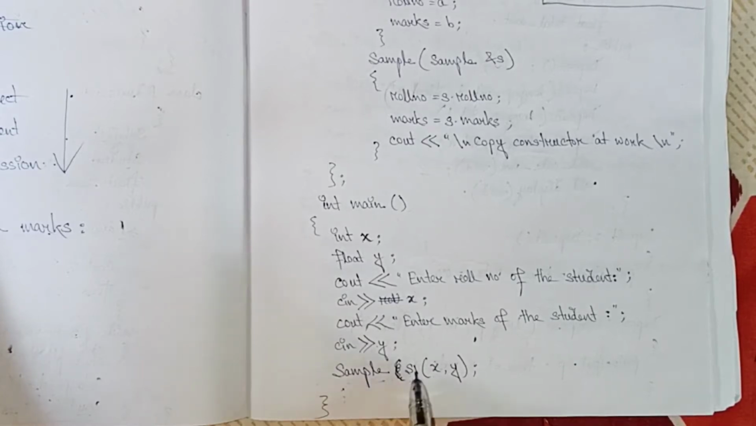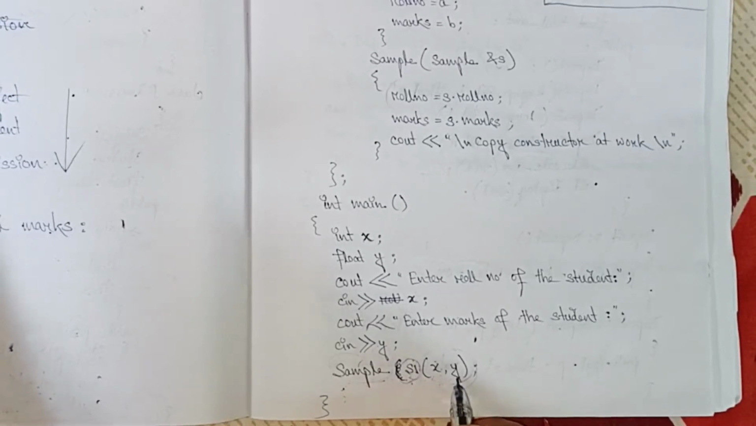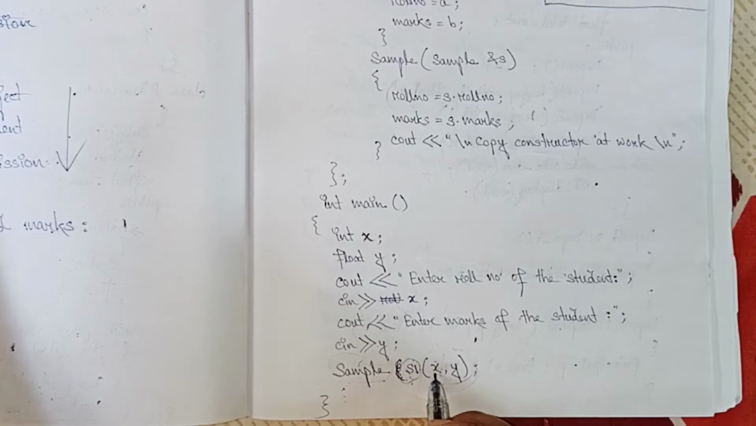So in the Sample class, when we define the object S1, we are passing the parameters X and Y. This X and Y is not static. X and Y may change every time, because it will depend upon the user.